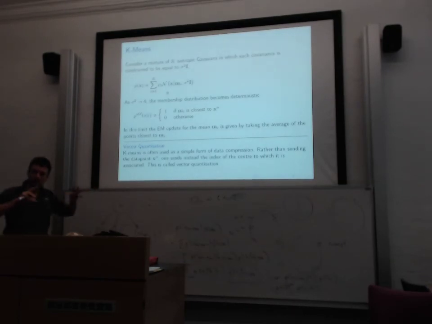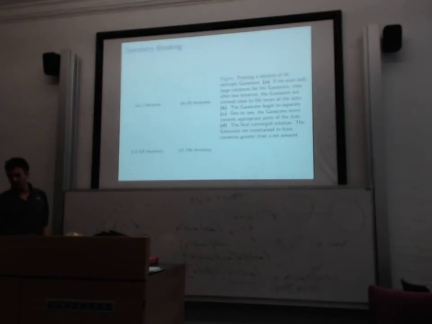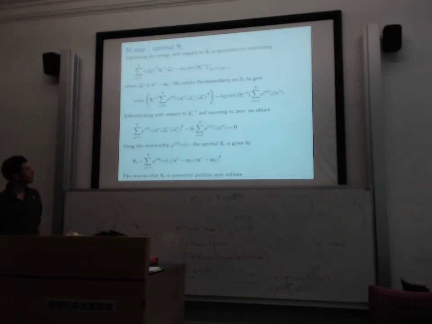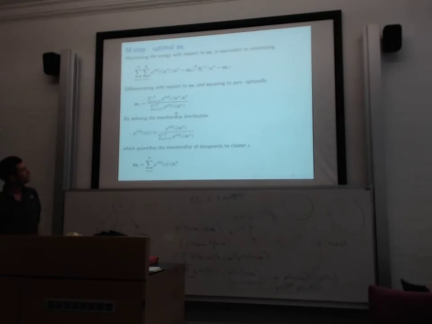Then we can write down the updates of the EM algorithm, which I can go through, but if you look at the updates for the new covariance matrix, it's something like this. If you look at the updates for the new means, it's some kind of expectation of the data with respect to some responsibility distribution, etc.